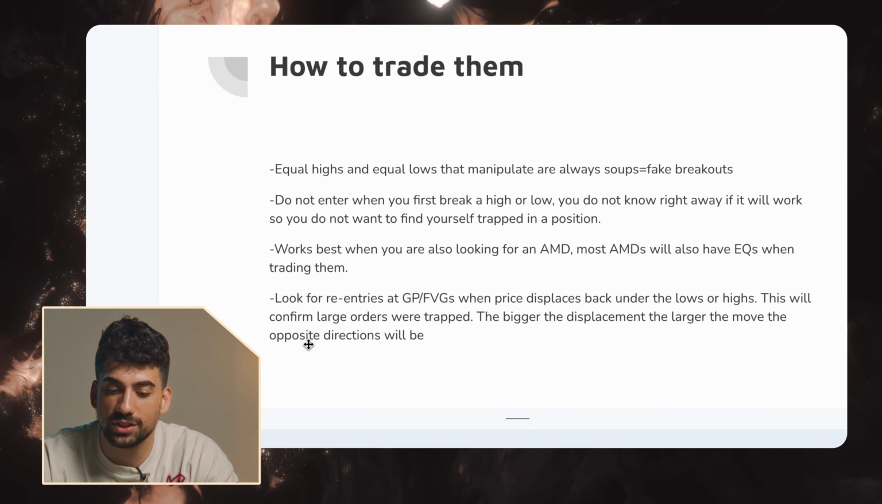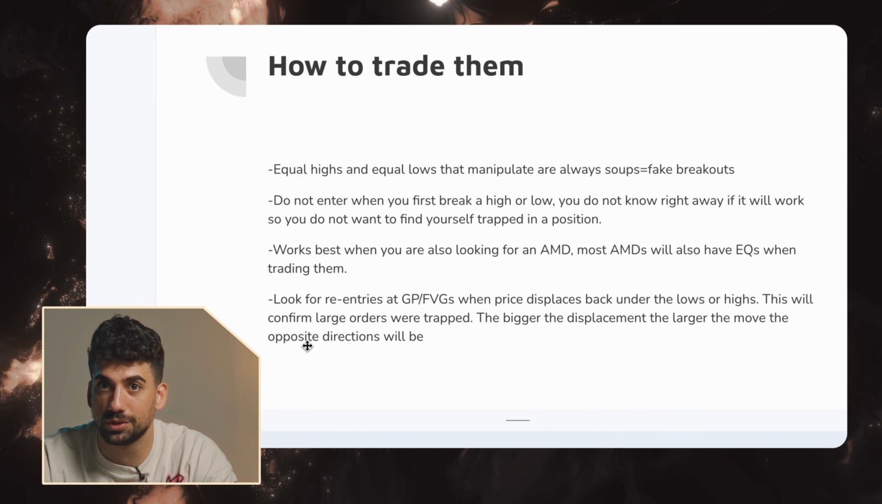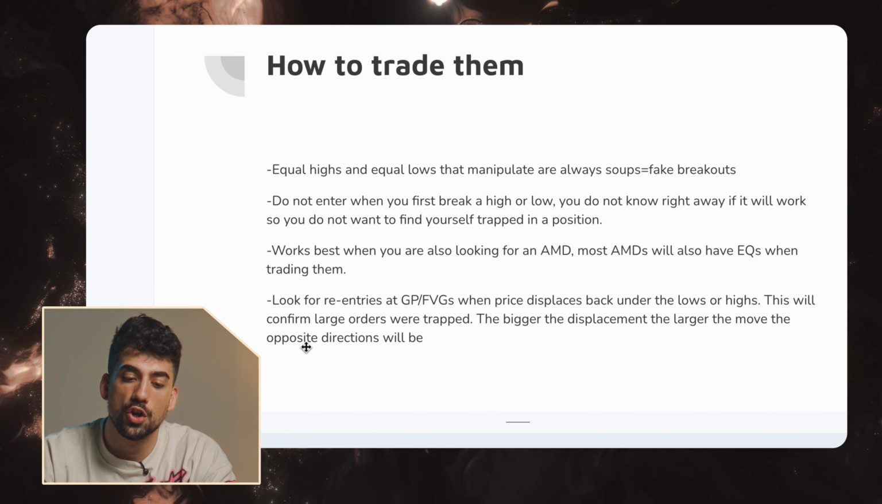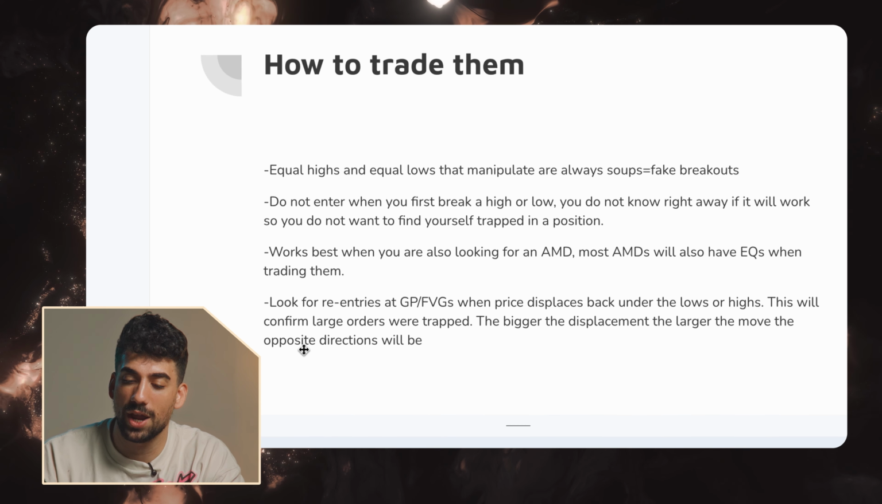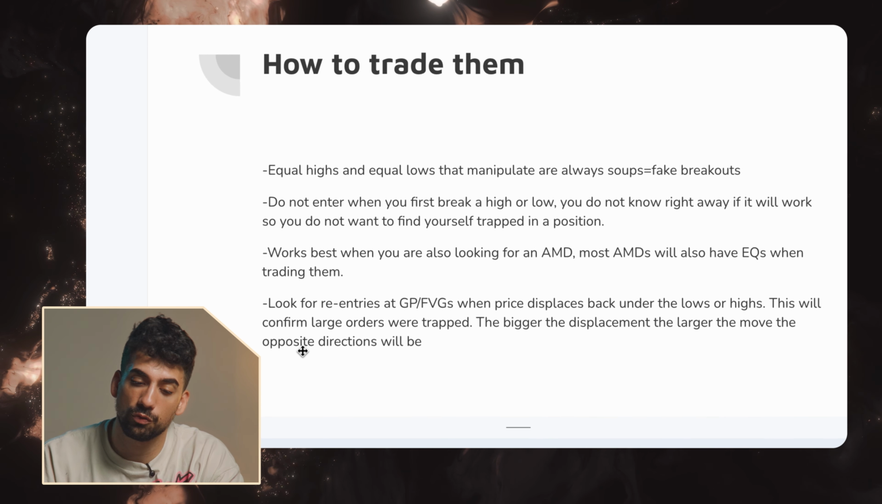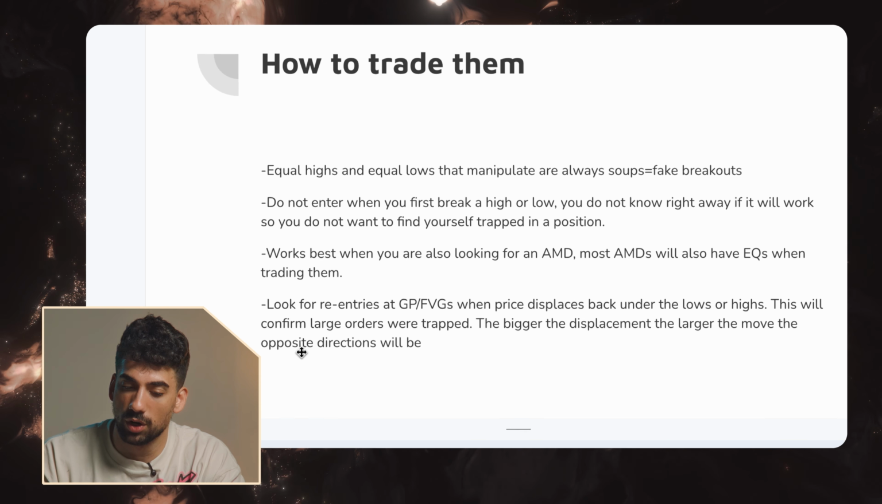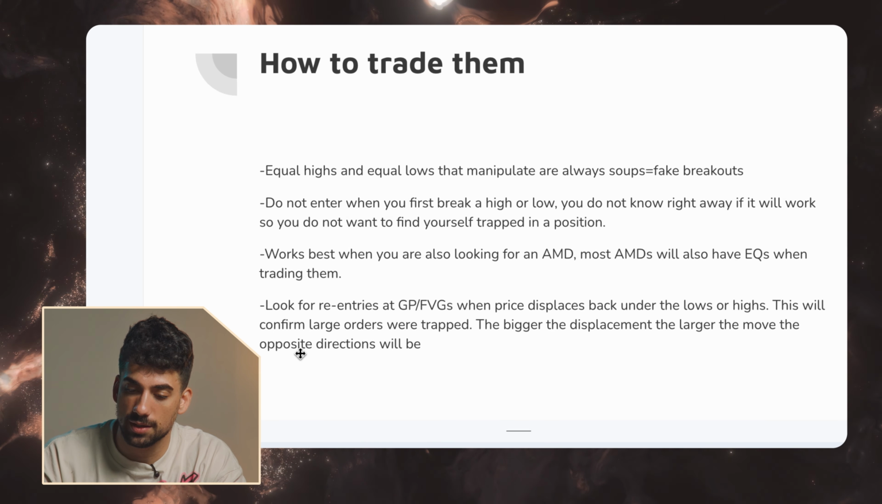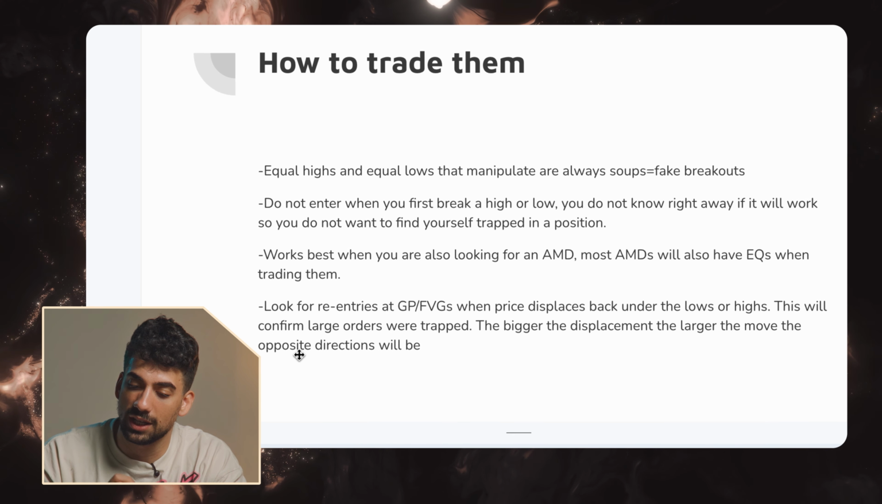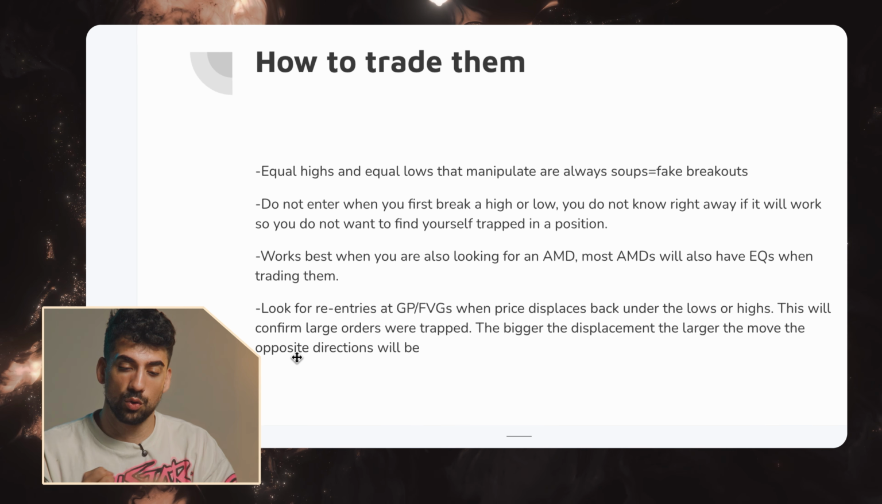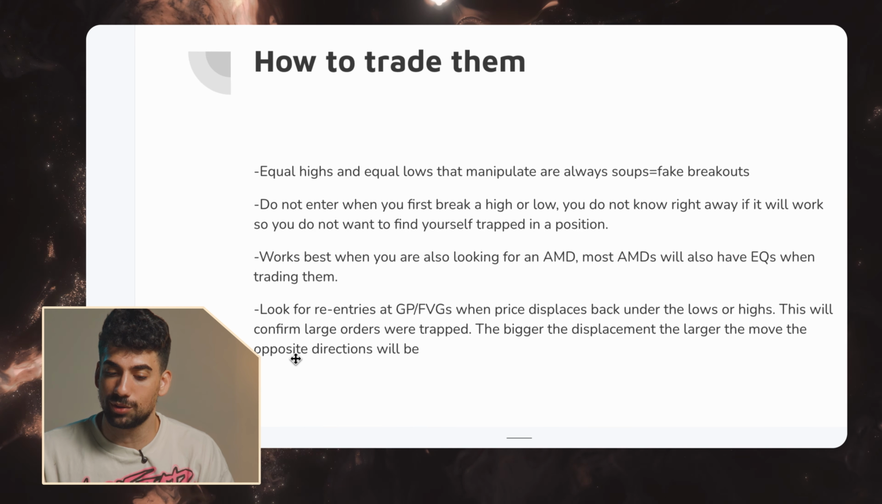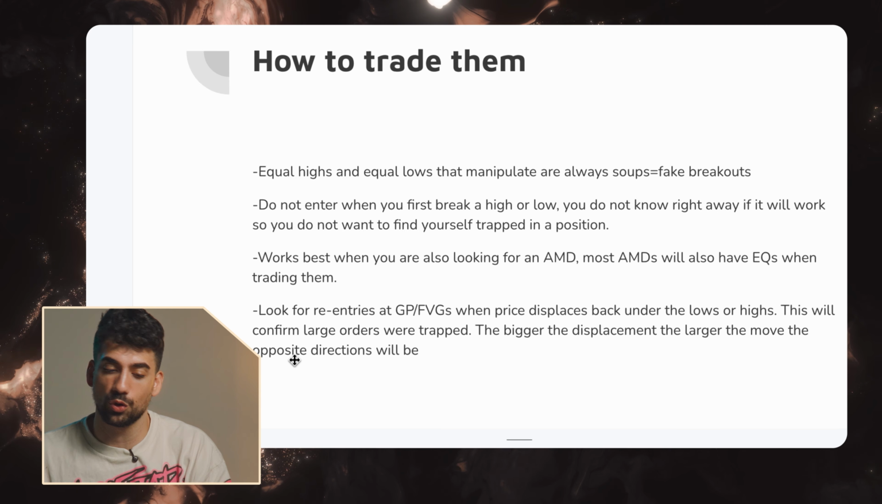Equal highs and equal lows that manipulate are always sweeps or fake breakouts. Do not enter when you first break a high or a low. You do not know right away if it will work, so you do not want to find yourself trapped in this position. It works best when you're looking for an AMD. Most AMDs will also have equal highs or lows. Look then for your re-entries: golden pocket, fair value gaps, when price displaces back under the lows or highs.